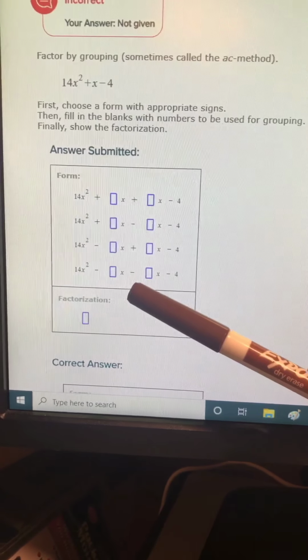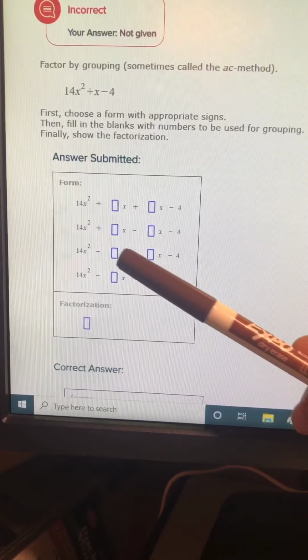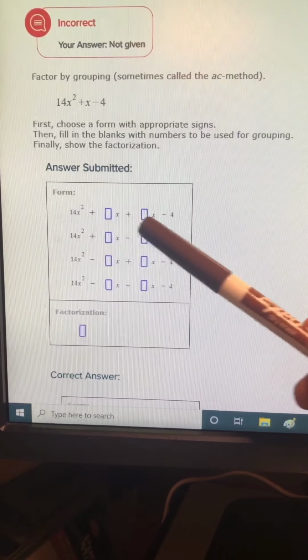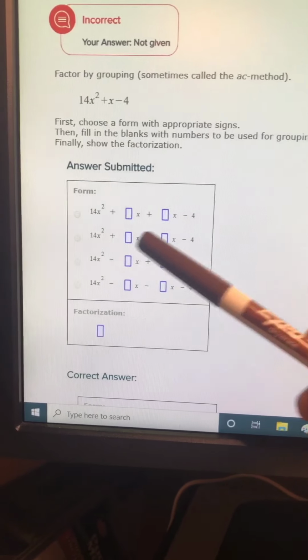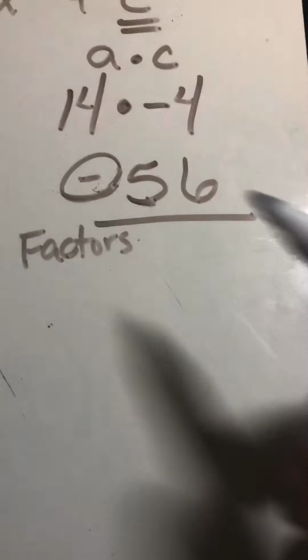It's not this one that's double negative. So it has to be either this one or this one. So let's figure out what our factors are of negative 56.